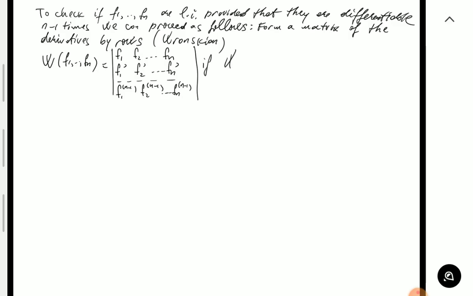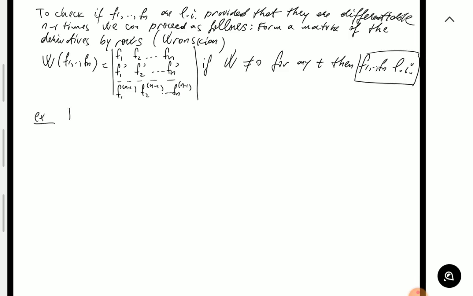If this Wronskian is not equal to 0 for any t, then f1 up to fn are linearly independent. Okay, so that's very useful if the derivatives are easy to compute. So let's illustrate with an example.